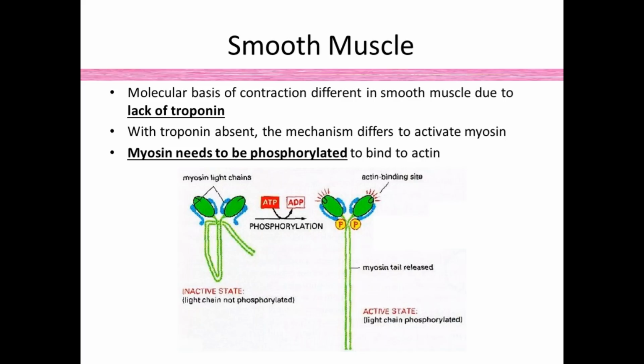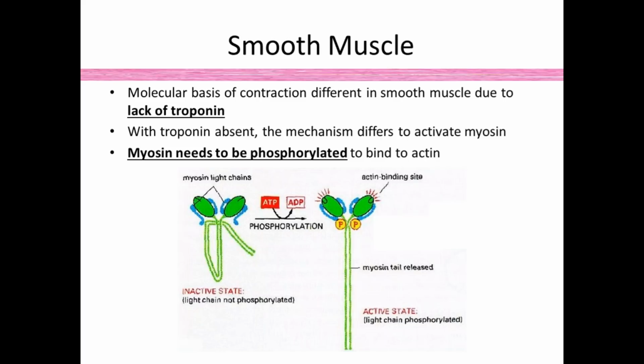In this case, the gatekeeper is the myosin itself. So myosin, when it's not phosphorylated in the smooth muscle, looks something like this. And this is not 100% accurate, this is more of a schematic. But you can see that the myosin has a head, but the long component is folded. So this portion wouldn't really be able to interact much with actin.